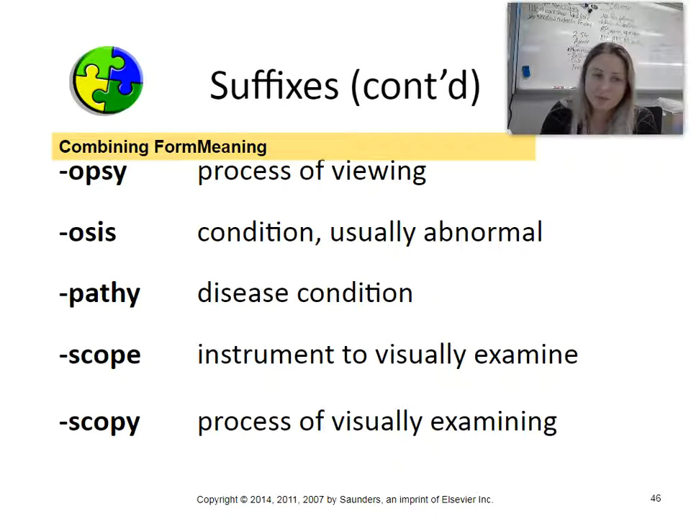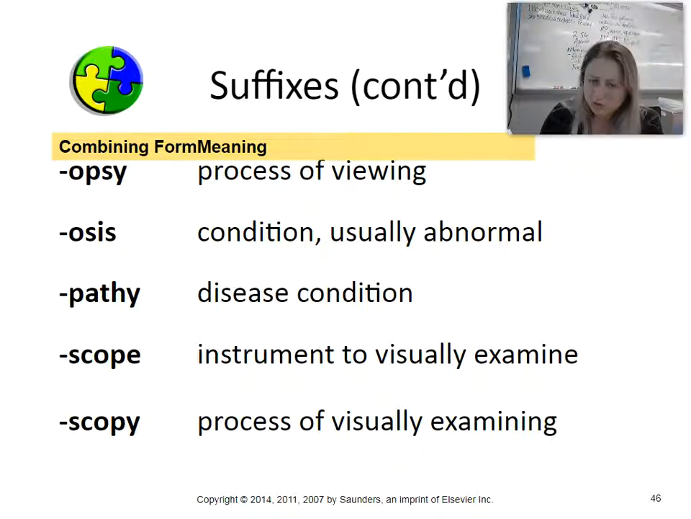Opsy is a process of viewing, like a biopsy is a process of viewing life. We do that when we don't really know what might be found inside of something, like they would do a biopsy on a potential tumor or a mass, something like that. Osis. This is a condition. It's usually abnormal where something is going wrong. Pathy is a disease condition, right? Like a pathogen is a disease-causing agent. Pathy means disease condition.